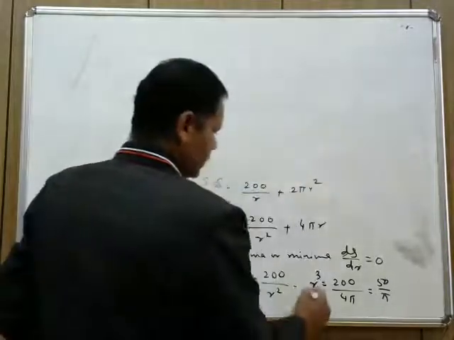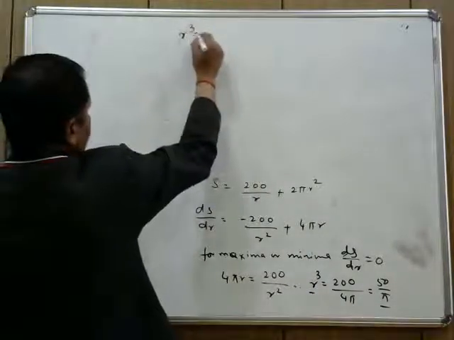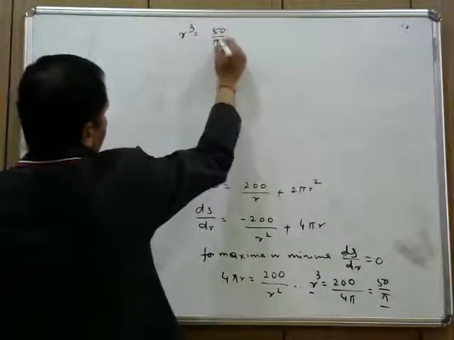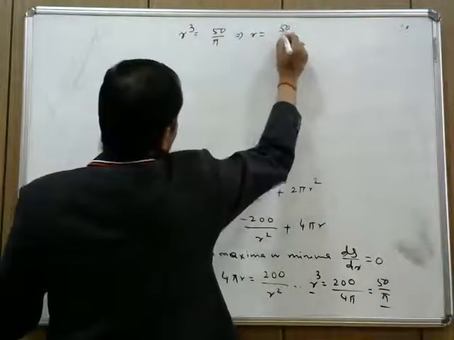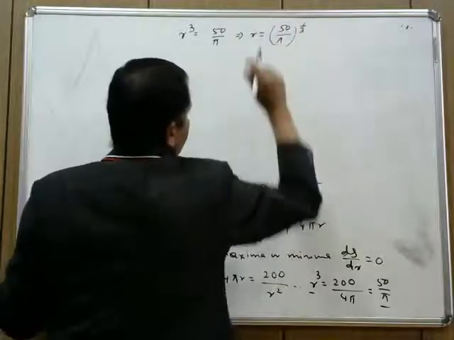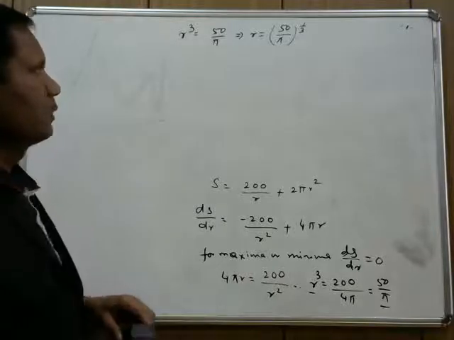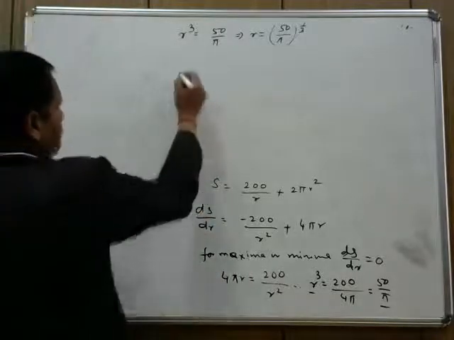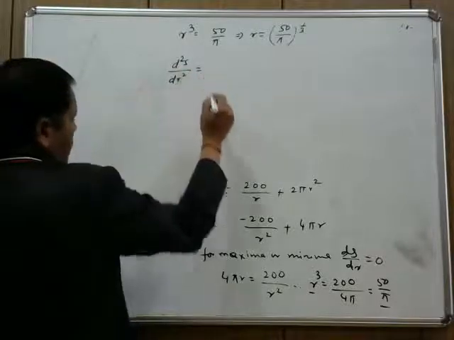We have got r cubed is equal to 50 upon pi. It implies that r is equal to cube root of 50 upon pi, 50 by pi to the power 1 by 3. Now we will find out d square s by dr square.